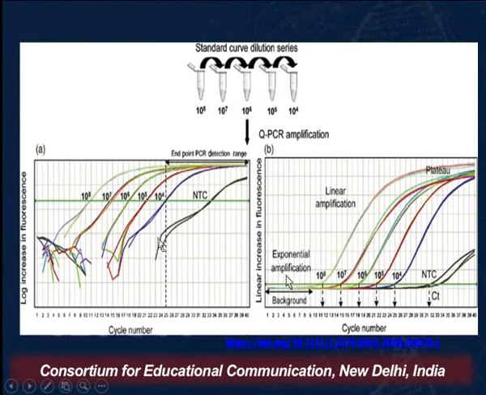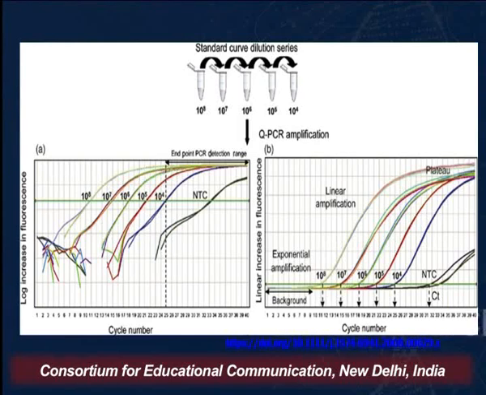But the major thing is that the curve will have four phases. The first is the background phase. There would be a background signal, which can be produced because of the plasticware or some very low amount of fluorescence which will still be there. So that will be the background.